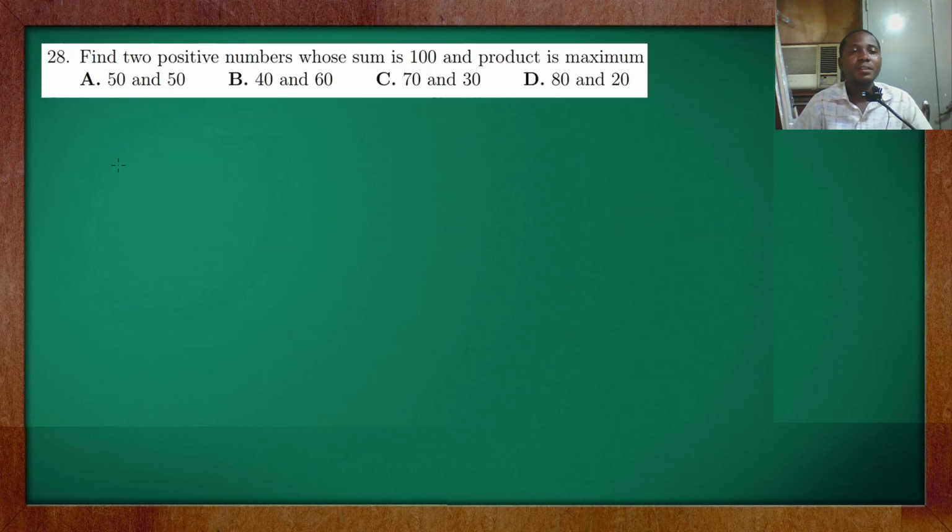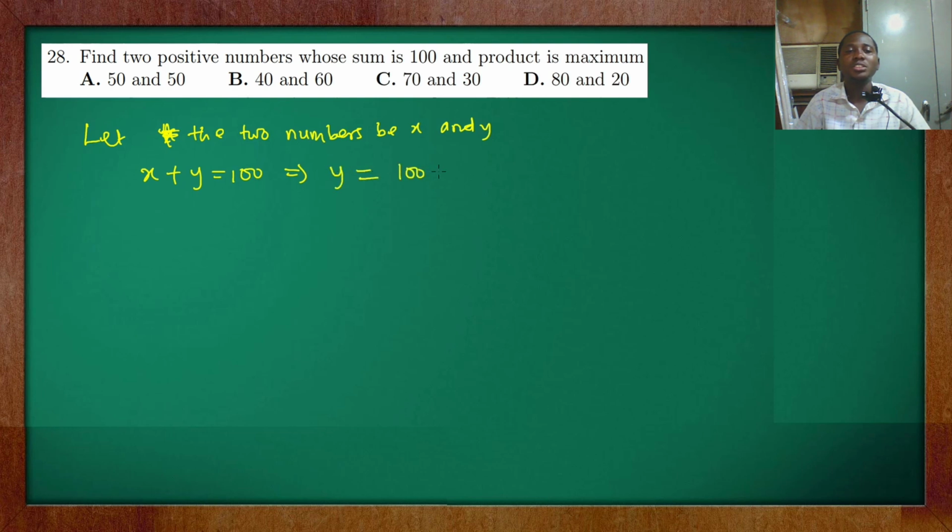In this question, they said find two positive numbers whose sum is 100 and the product is maximum. All right, so they said find two numbers. So let the two numbers be x and y. Okay, so they said the sum is 100, so that means we have x plus y to be 100. So if we make y the subject of formula, that means our y is going to be 100 minus x.